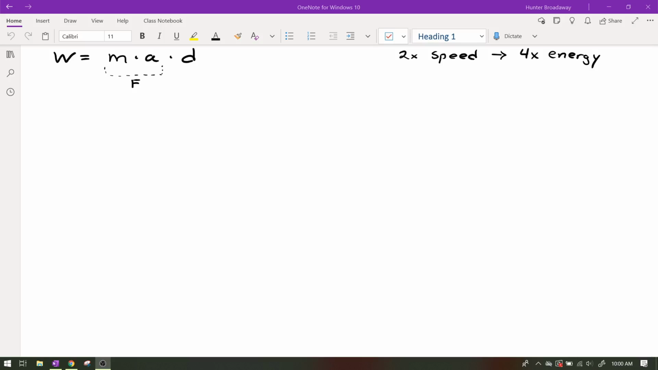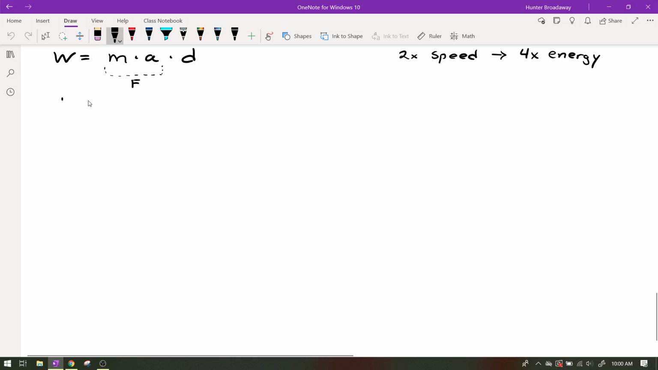Okay, work energy theorem is what we're going to start with today. So if I can actually get this thing to work. Ready? Oh, there it goes. Okay. Work energy theorem.